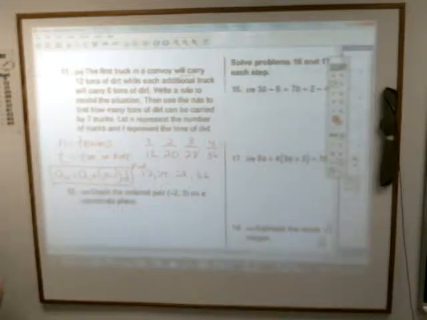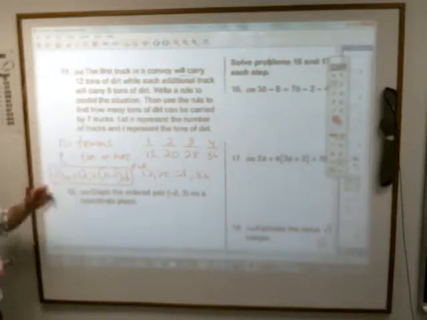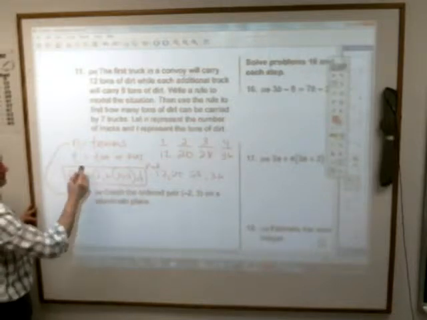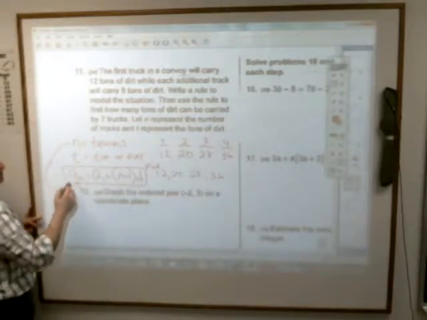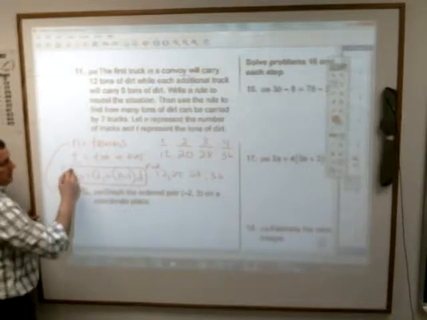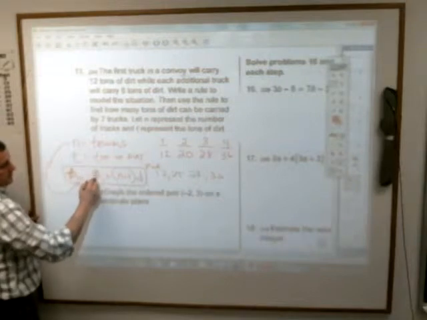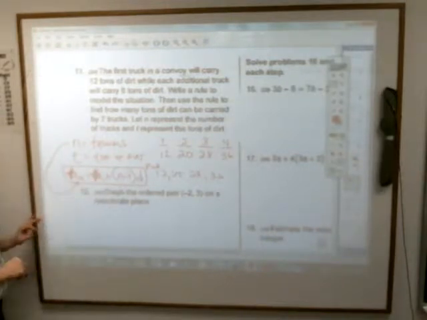Now, if you notice, they didn't use the letter A, but they did use the letter n. The letter n is the same thing. This n is the same as these n's, but our letter A is actually the letter t. So you can just substitute wherever there's an A, just put your letter t in for it. It's the same thing, because t is the tons of dirt.